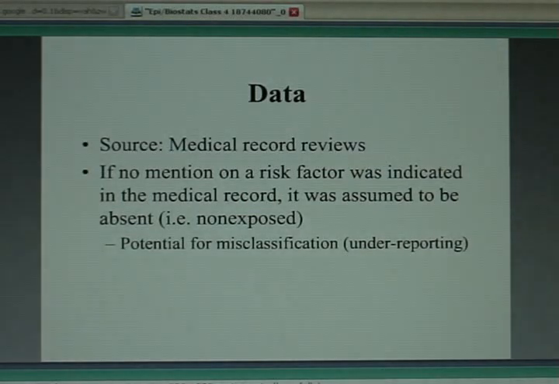If a medical record showed no mention of a risk factor, then we assumed that that risk factor was absent. Meaning if I opened up a medical record and they said this person was a smoker, we'd classify that person as a smoker. If it said this person was a non-smoker, we'd classify him or her as a non-smoker. If it said nothing about smoking whatsoever in the medical record, then we would classify that as a non-smoker. Now that's a big assumption.